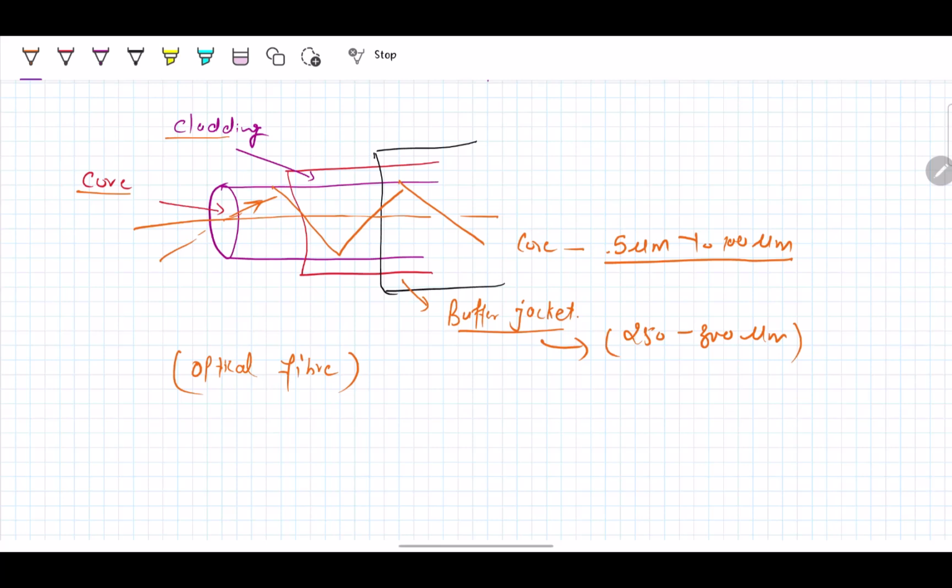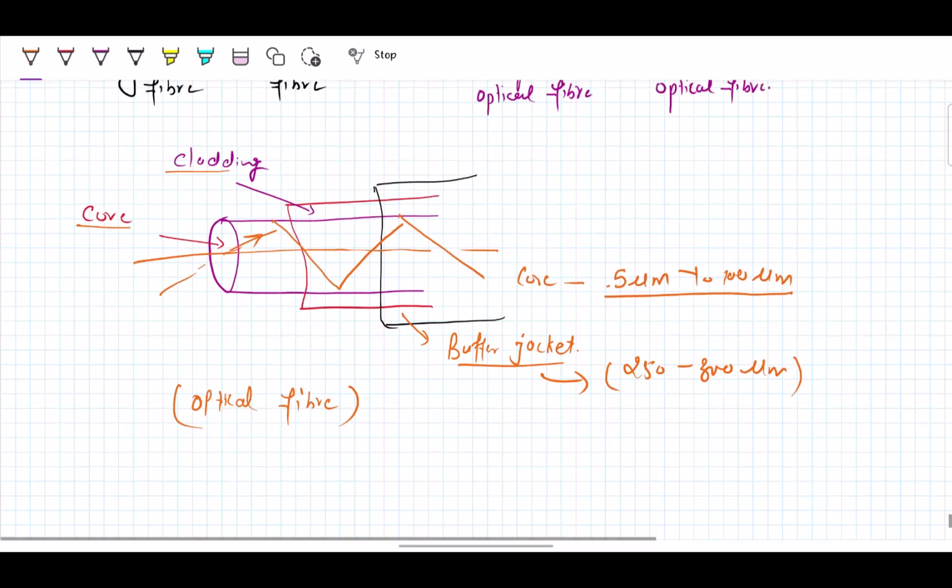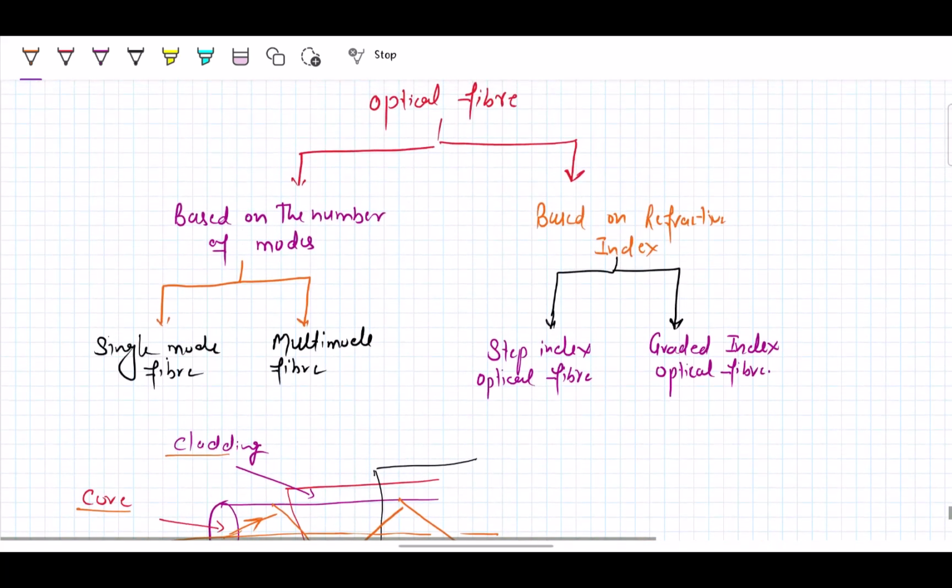Now let's talk about the types of optical fiber. Now we have a basic idea. We know the application of optical fiber. We know the basic components of optical fiber. So let's try to differentiate these optical fibers and see how many types of optical fiber we have.